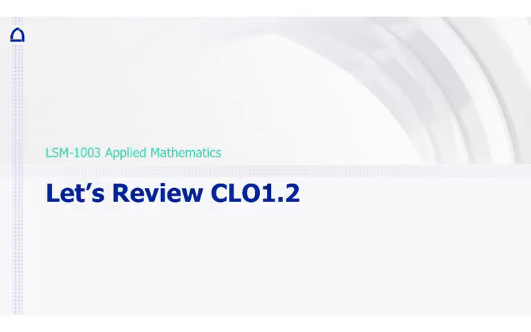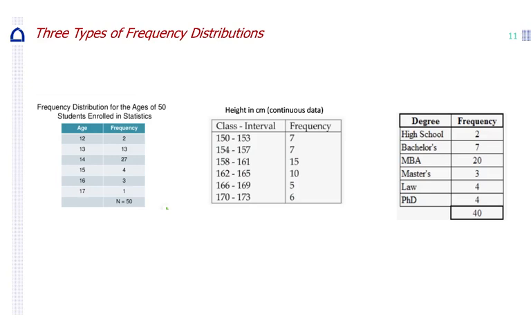Okay, let's finish by doing a quick review of all that we've learned in CLO1.2. So the first thing we talked about is the 3 different types of frequency distributions. And if you remember, the phrase frequency distribution is just a fancy way of saying table. So you see 3 different tables here. And we first said there's 2 different types. There's categorical, and then there's grouped and ungrouped.